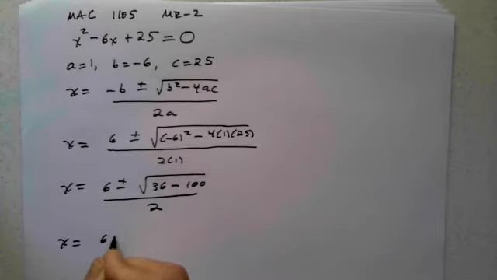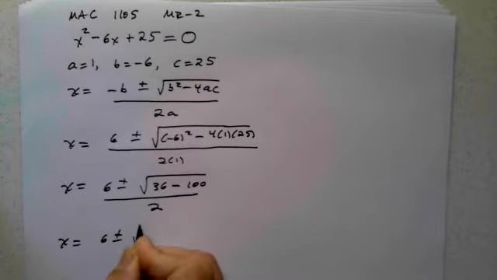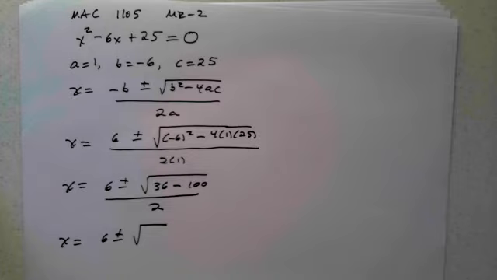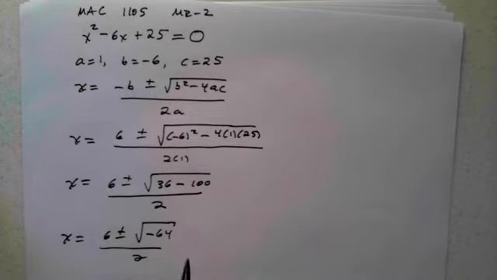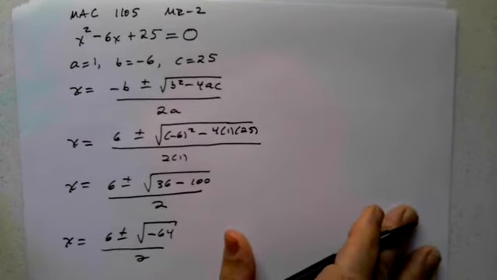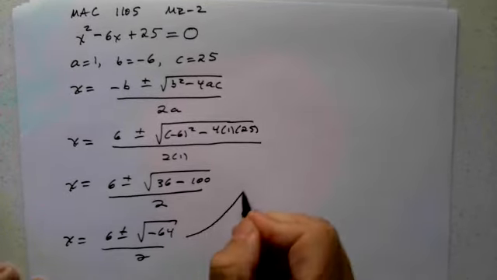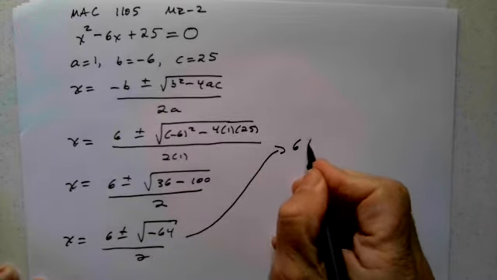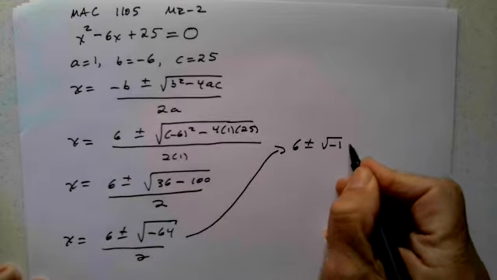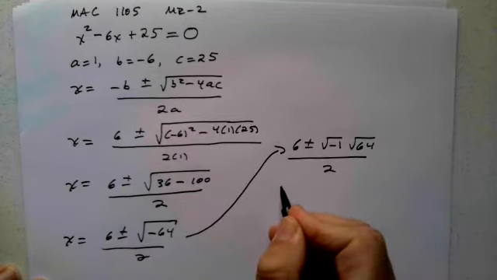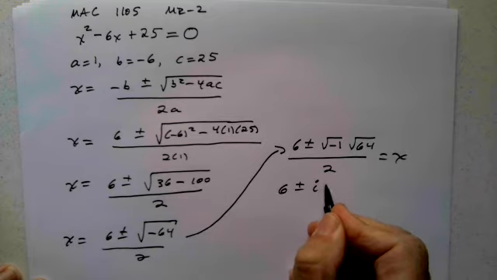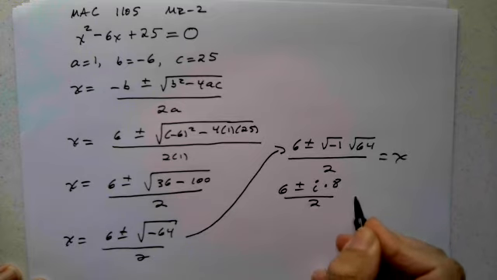So we get x is 6 plus or minus 36 minus 100 is a negative number. It's -64 all over 2. So this is not going to be real. We're going to have complex solutions. So it'll be 6 plus or minus the square root of -1 times the square root of 64 over 2 equals x. So that's 6 plus or minus i times 8 over 2 equals x.